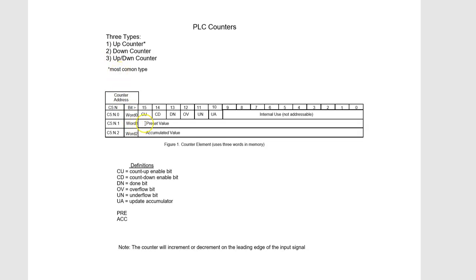Be familiar with that. This first word here, word 0, you have access to bits 10 through 15. Usually, depending on whether you have an up counter or a down counter, you'll access only bit 15, 14, or 13. The overflow, the underflow, and the update accumulator. You won't use that much at all, but if you need to know more about that, you can dig into that on your own. The tutorial and the lab are going to focus on bits 13 through 15.